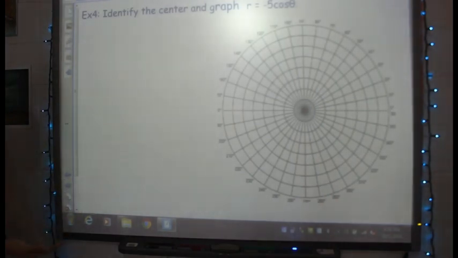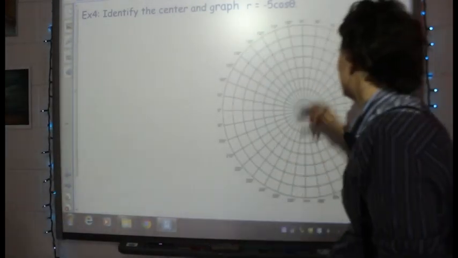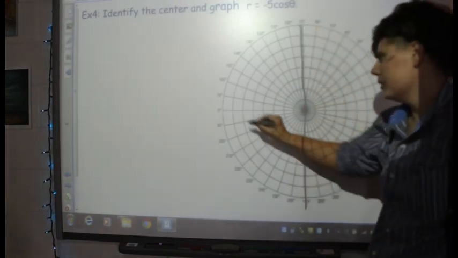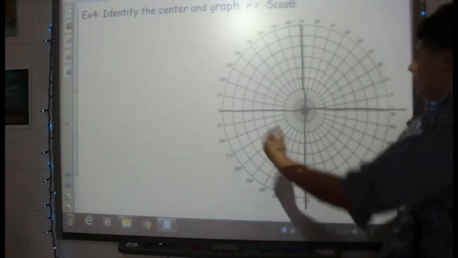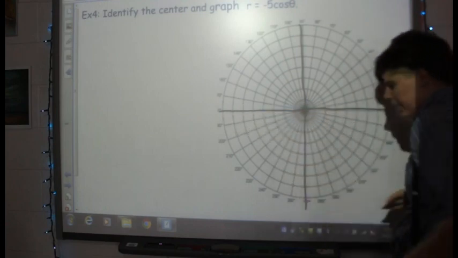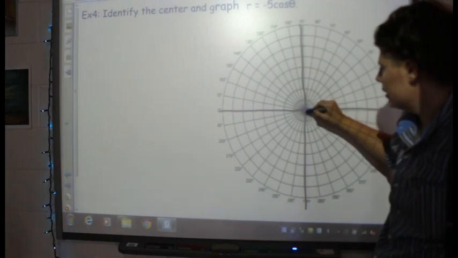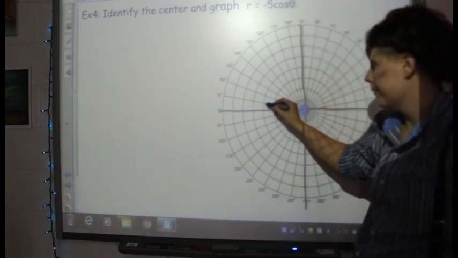For example number 4, this time we have a negative cosine. When we had a negative sign, we went down because sine was in the y direction. So having a negative cosine, instead of going in the positive x direction, we're going to go in the negative x direction. So we put a dot on the pole, right there in the center, that origin. And then we count to the left. 1, 2, 3, 4, 5.